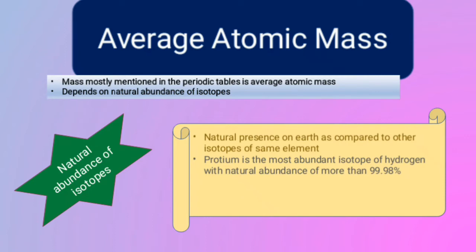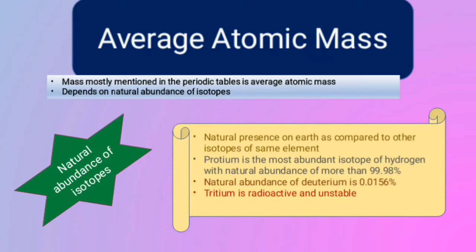If we consider the isotopes of hydrogen, protium is the most abundant isotope of hydrogen with a natural abundance of more than 99.98% and mass of 1.007825 AMU. While deuterium is also a stable isotope with natural abundance of about 0.0156%. The third isotope, tritium, is radioactive and unstable. It is extremely rare on Earth.